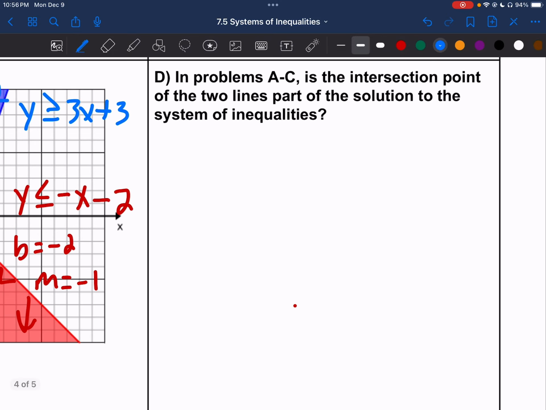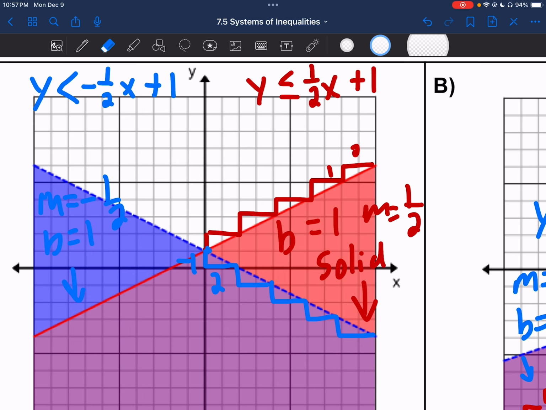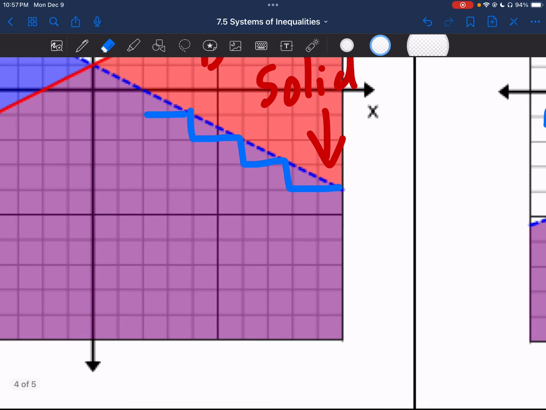Now, letter D asks you in problems A, B, and C, is the intersection point of the two lines part of the solution to the system? Well, let's look at this. And I'm going to erase some of my writing over that line so we can look at it, right? Let's zoom in on that intersection point. We have a solid line intersecting with a dashed line. And what did that tell us again? A solid line, all of the points on the line are part of the solution. A dashed line, all of the points on the line are not part of the solution. So is that intersection point a solution?